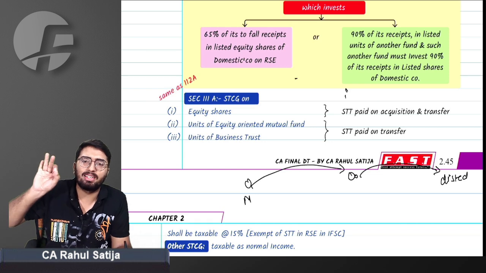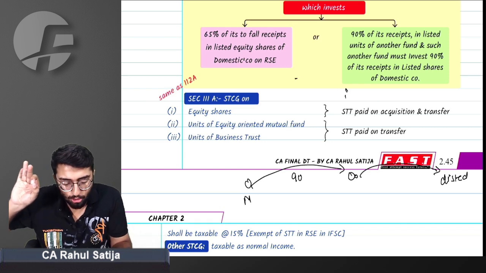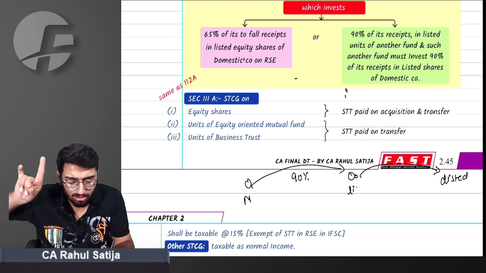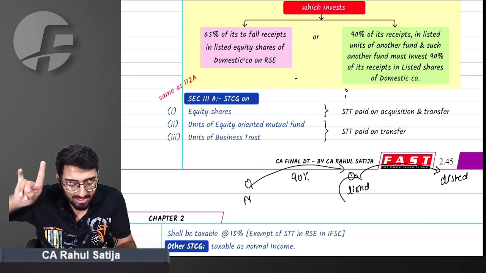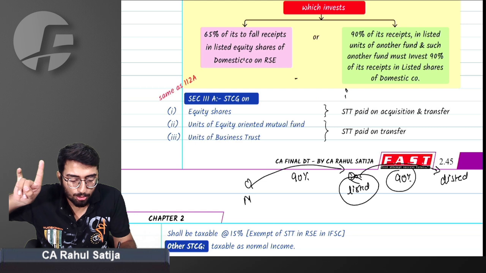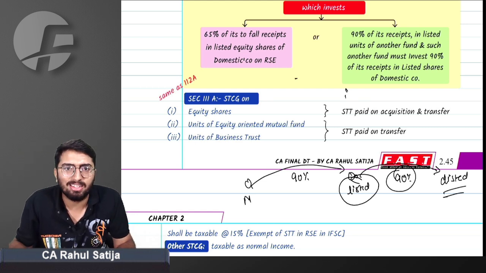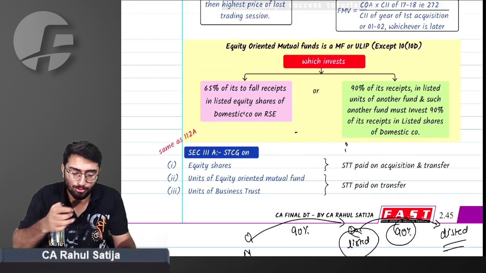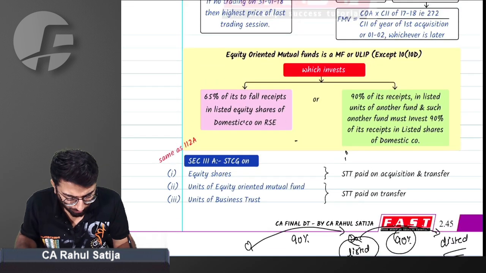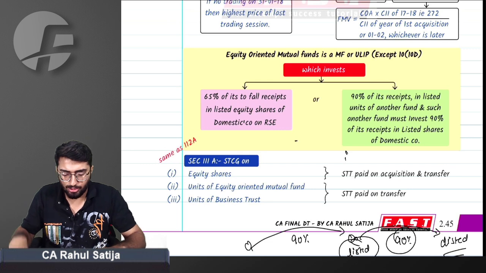For that matter, what percentage has to be looked at? At least 90% of your proceeds should be invested in listed units of mutual funds, and such other mutual fund shall invest 90% of its proceeds in listed shares of domestic companies. For that matter, it will be considered as an equity oriented mutual fund. Did you get this point or not?